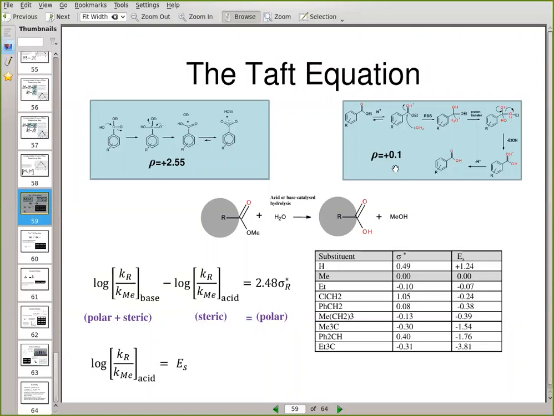So what you can do then is use these two reactions together to get rid of the steric component. If you introduce a steric problem in this reaction and a steric problem in this reaction, and use them together and subtract this one from this one, you're going to be left with only the polar side of things. And so that's what Taft did.